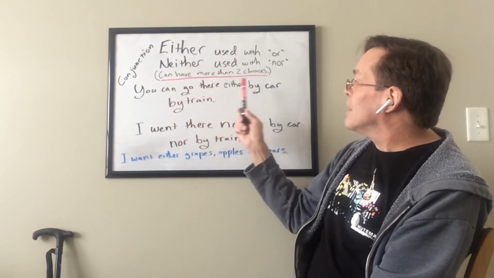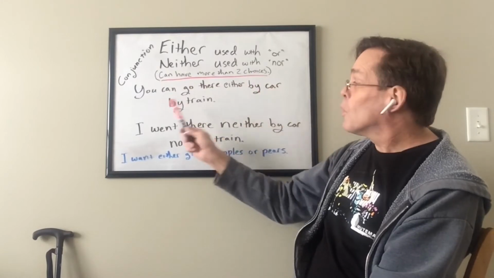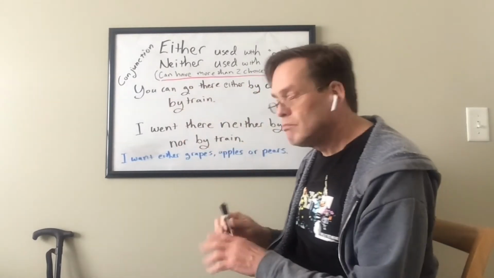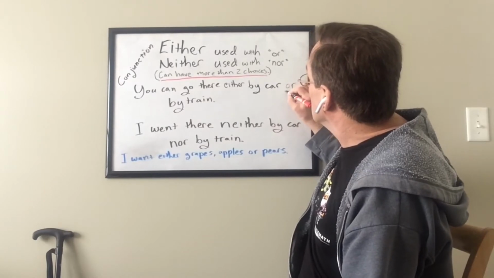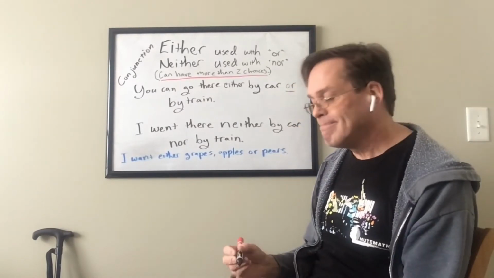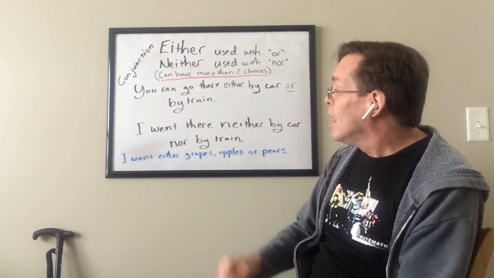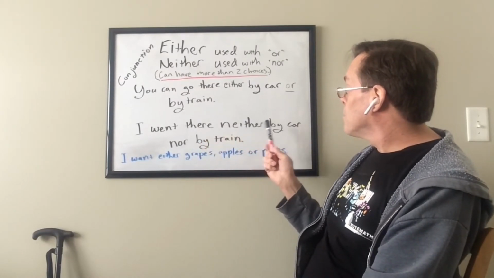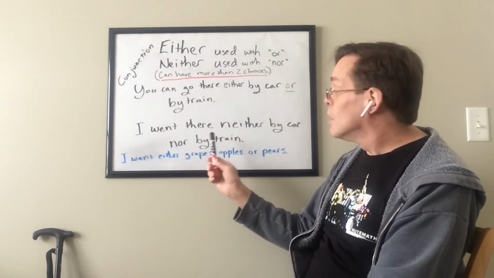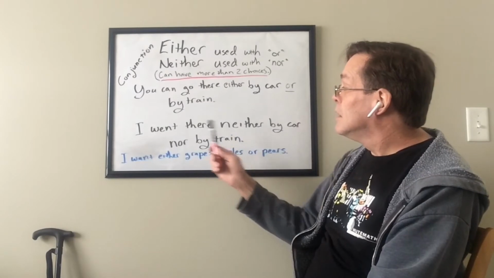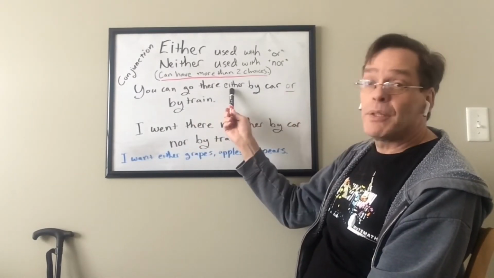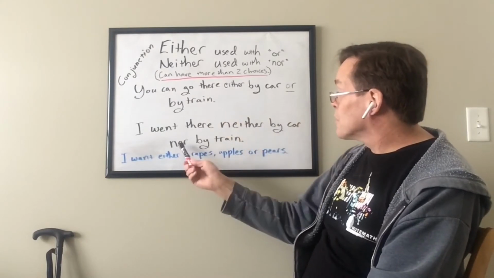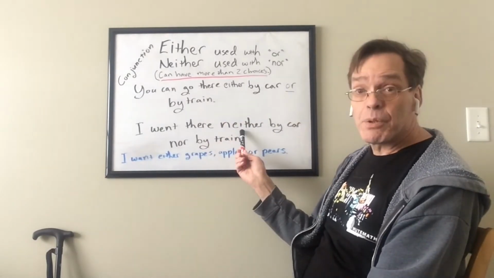You can go there either by car or by train. I went there neither by car nor by train. So there's or in the either sentence, and there's nor in the neither sentence.